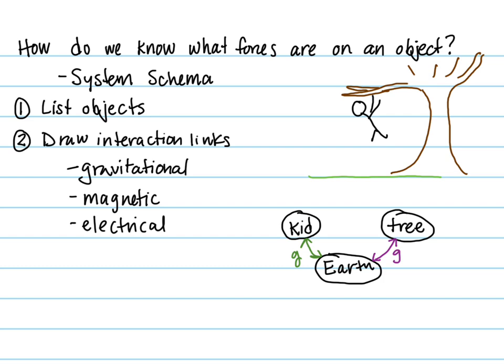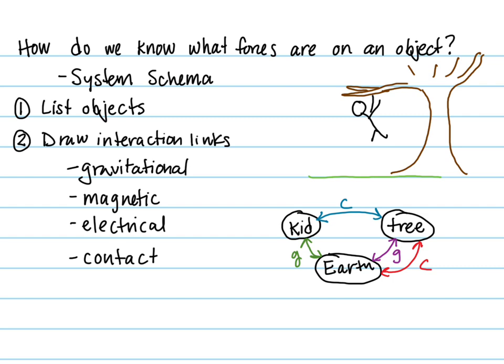The last things would be contact interactions. So this is just what's touching. Are there any objects touching here? Yeah, there's definitely some objects touching. The tree is touching the earth, so that's a contact interaction. And the kid is holding on to that tree. So that's another contact interaction. And again, I'm just drawing those interaction links that have the arrows going to both sides. And that's showing me that there's going to be a force on the kid from the tree, and there's going to be a force on the tree from the kid.